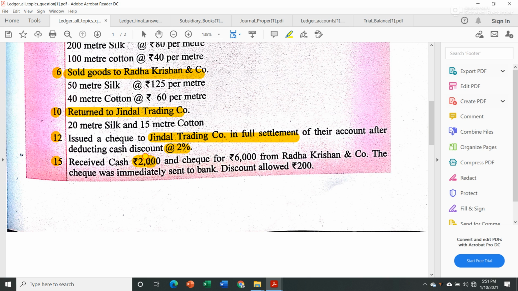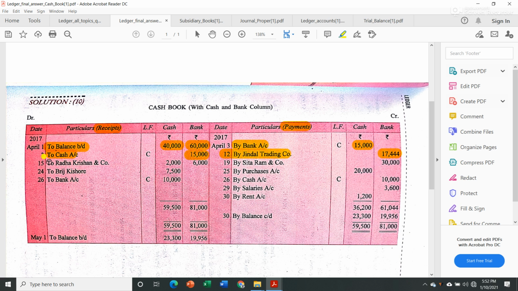Received cash 2,000 and check for 6,000 from Radhakrishnan and Company. The check was immediately sent to bank. Discount allowed 200. Now for this discount allowed, we will pass journal entry, but for the time being you just focus on the first part of the transaction. Means we received cash 2,000 and check 6,000. That means we are receiving money. So on the cash book we will write to Radhakrishnan and Company rupees 2,000 and rupees 6,000.